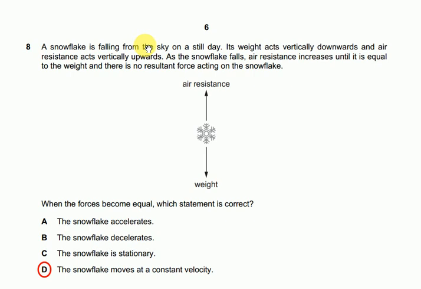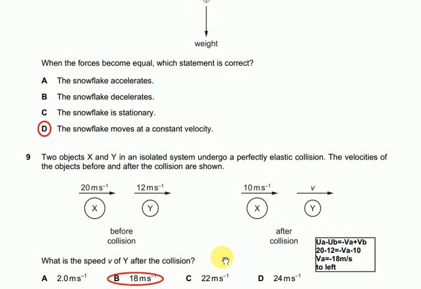Now, the thing you have to realize is that as a snowflake falls, the air resistance increases until it is equal to the weight. So, terminal velocity is reached. So, at terminal velocity, the body or the snowflake moves at constant velocity. So, D is the appropriate answer. Question number 9.